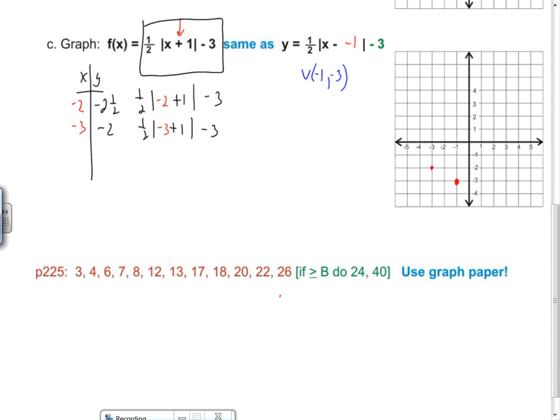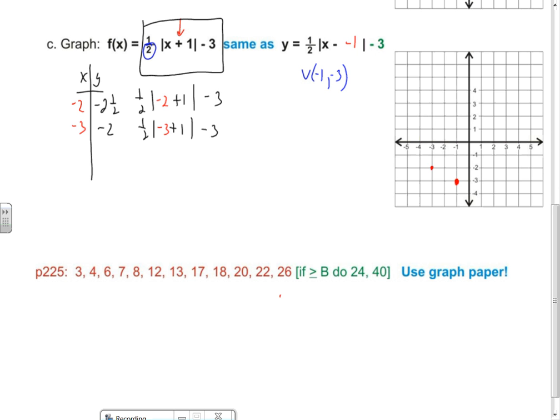So we got the left side. I need the right side, so I could use 0, right? But guess what? 0 is going to give me a fraction as well. I'm going to go 2 points away. Everybody look up at the function in the box. See that half? If I go 2 points away from the vertex, I won't have a fraction. If I go 4 points away, I won't have a fraction. If I go 6 points away, notice all these numbers divide by 2. If I go 8 points away, I won't have a fraction. If I go 10 away from the vertex, I won't have one.